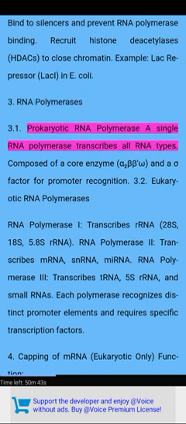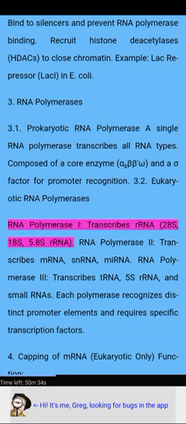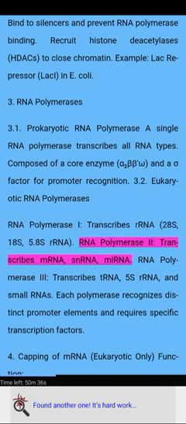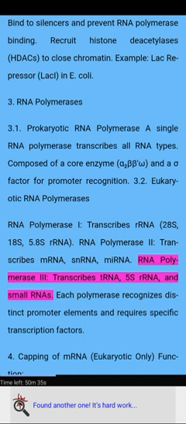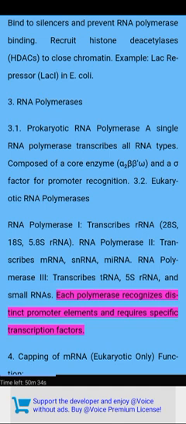3.1. Prokaryotic RNA polymerase. A single RNA polymerase transcribes all RNA types. It is composed of a core enzyme (alpha2, beta, beta prime, omega) and a sigma factor for promoter recognition. 3.2. Eukaryotic RNA polymerases. RNA polymerase I transcribes rRNA: 28S, 18S, 5.8S rRNA. RNA polymerase II transcribes mRNA, snRNA, miRNA. RNA polymerase III transcribes tRNA, 5S rRNA, and small RNAs. Each polymerase recognizes distinct promoter elements and requires specific transcription factors.